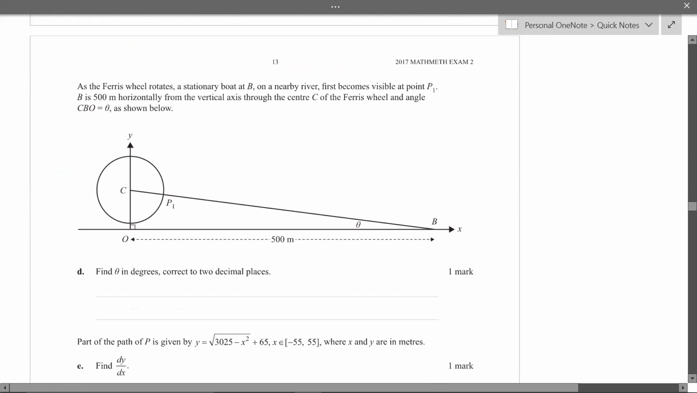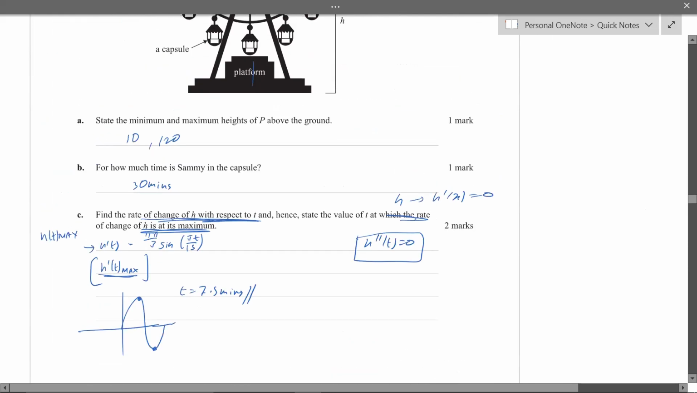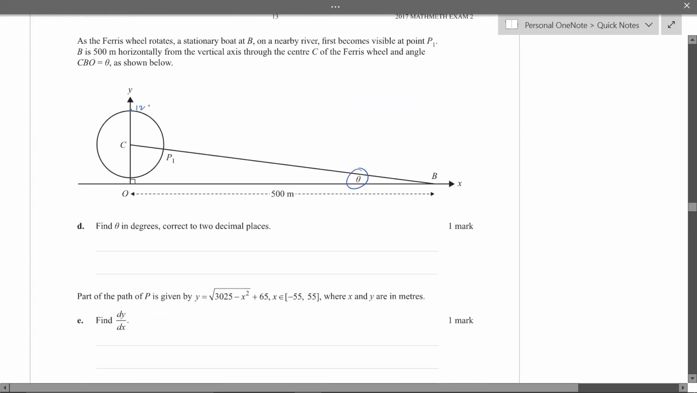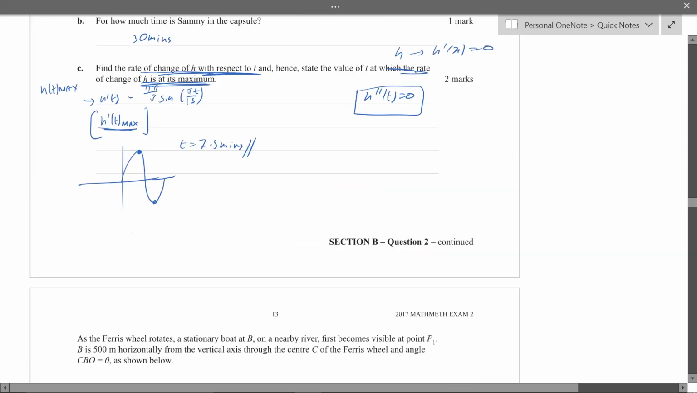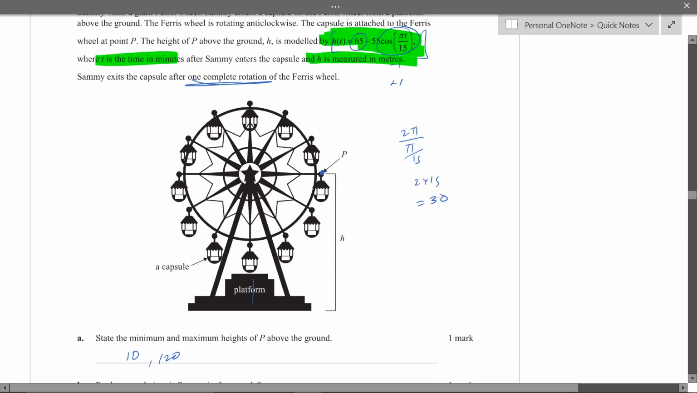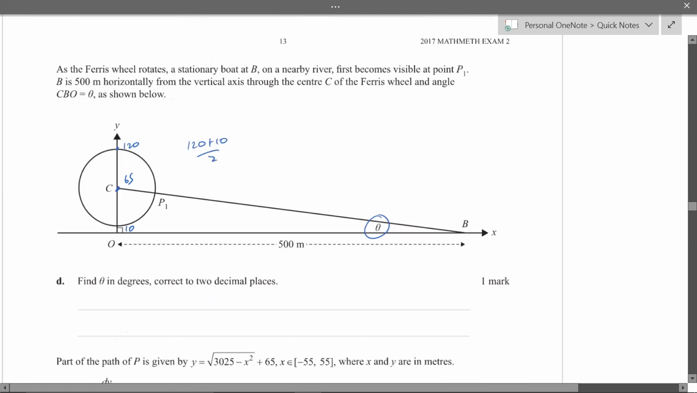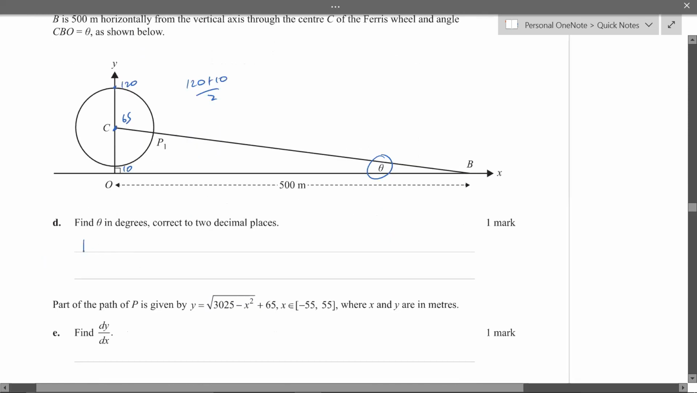Now it's asking what's theta at this point here. We know the maximum height from the very first part of the question. The maximum height is 120 and the minimum height is 10. So if you do 120 plus 10 divided by 2, this height is 65, but you can also tell it's 65 if you look at the function of time and height. To find theta, we can just use trig knowledge. Tan theta is opposite over adjacent, so theta is tan inverse of 65 on 500, which is approximately 7.41 degrees. Again, be careful of the decimal places, but that's it for this question.